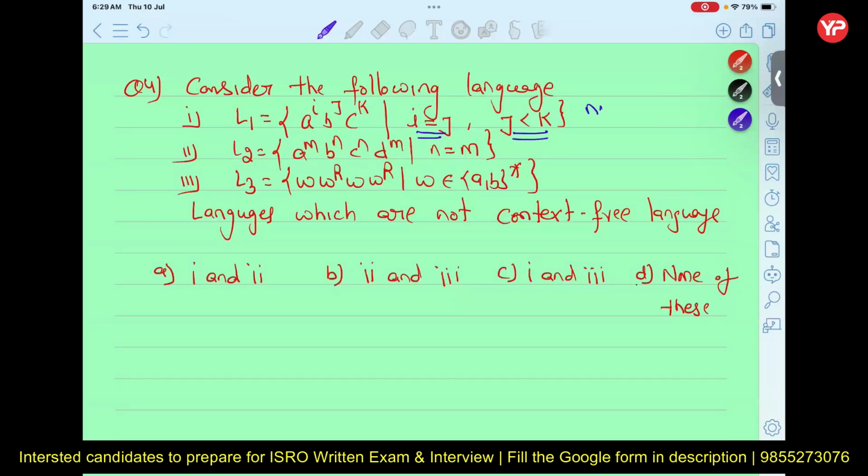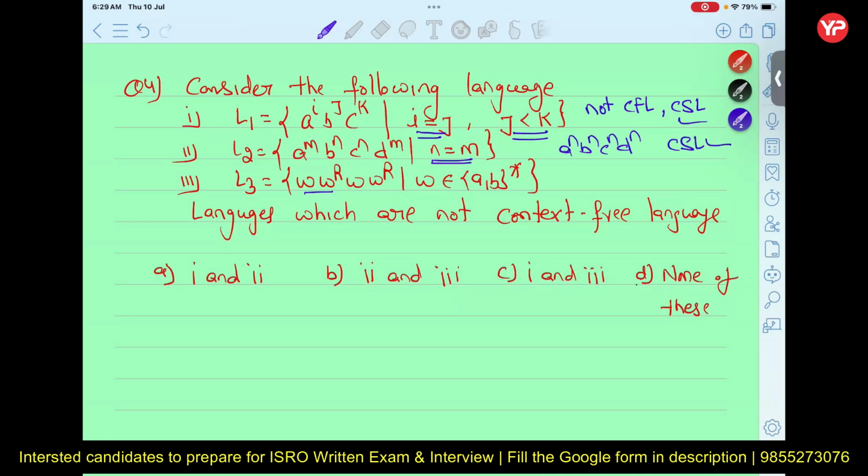It's not CFL, it is CSL. Next, a^m b^n c^n d^n. Beware, but the condition is on a and b, m. That means it's just a language like this, where all the elements have to be the same. Again, it is CSL.